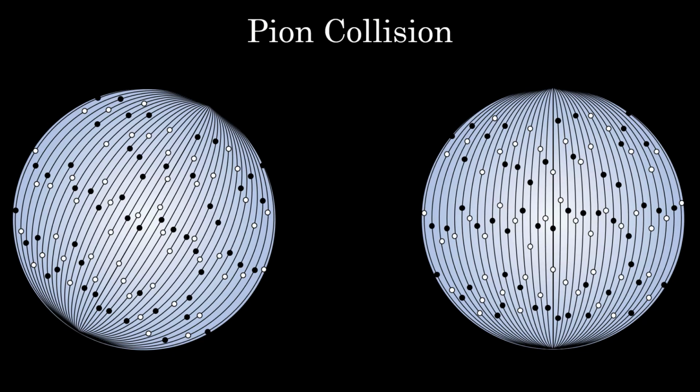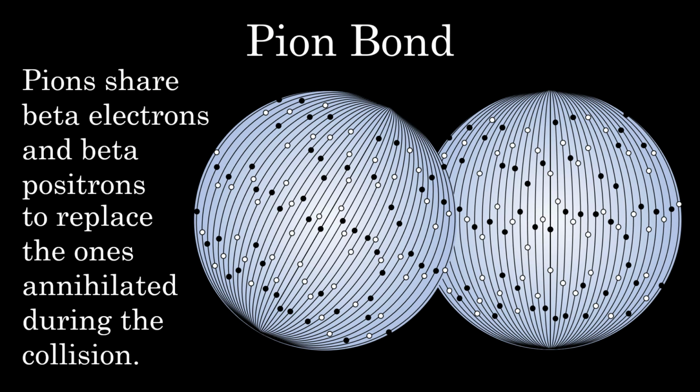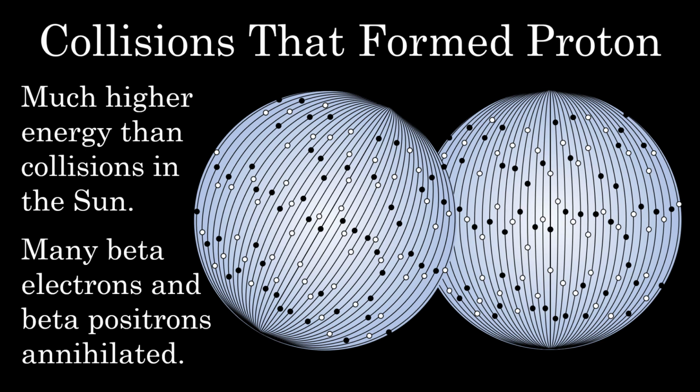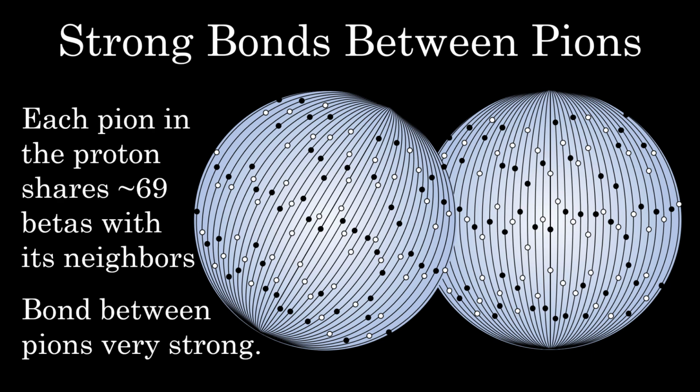The assumption is that two pions bind together because when they collide, beta electrons and beta positrons from the two pions annihilate each other, leaving each pion with a beta deficit. To fill that deficit, the two pions share beta electrons and beta positrons between them to feel whole. The pion collisions that formed the proton were extremely strong, and many beta electrons and beta positrons were annihilated. This resulted in each pion within the proton sharing a total of 69 beta electrons and beta positrons with the neighbors it binds with.